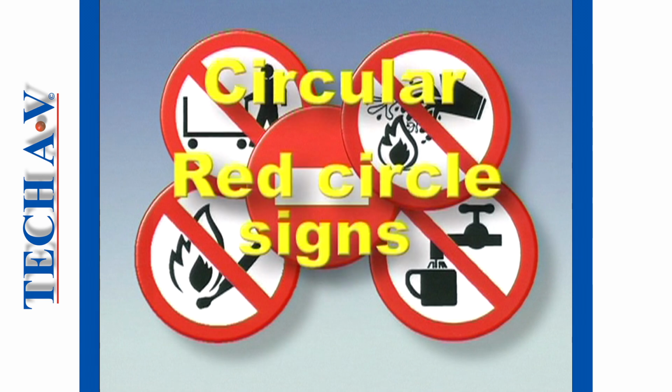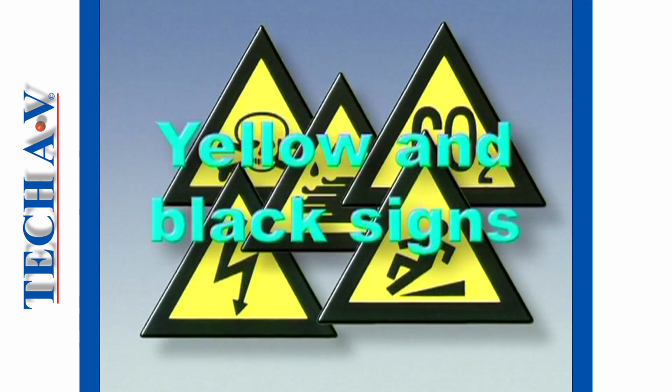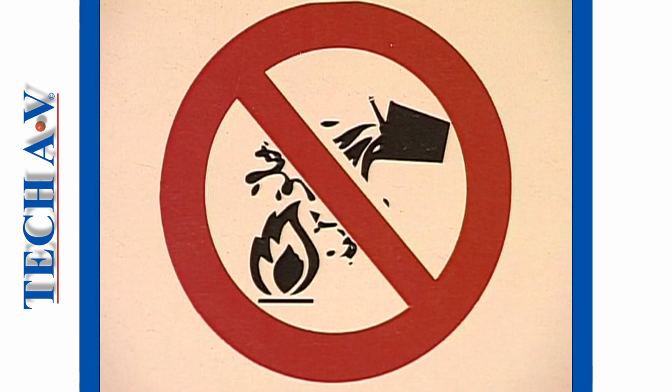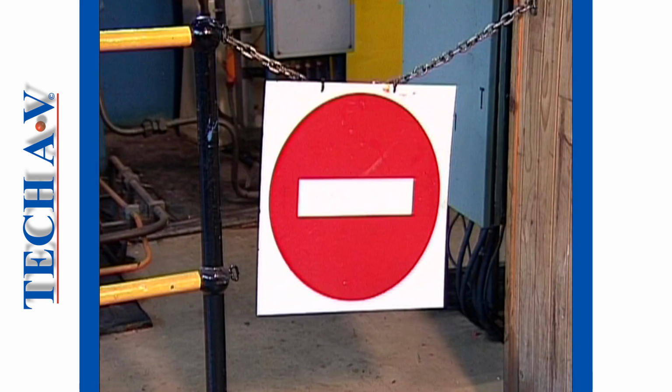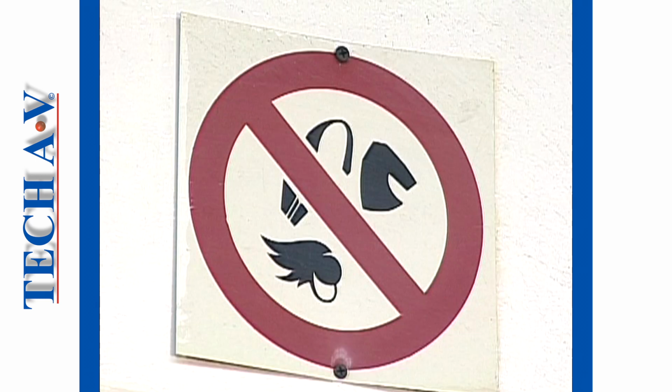This concludes our overview on red circle signs. We suggest you stop the video now for a discussion break. After the break, we'll discuss yellow and black hazard signs. Should you have any questions or need clarification on any of the signs we've discussed, please speak to your training officer or safety representative during this break.